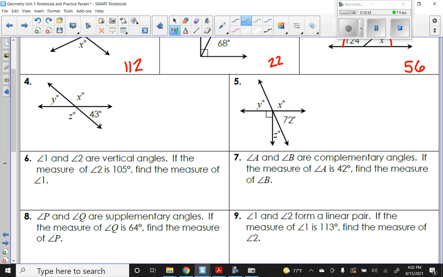All right, number 4, you got all kinds of action going on, but you can do this. Y and 43 are vertical and equal. So that means Z and 43 make a half circle. So they are 180. That's why this has to be 137, because they add up to 180. Now, Z and X are vertical, and they are equal. That's why I get 137 for X.